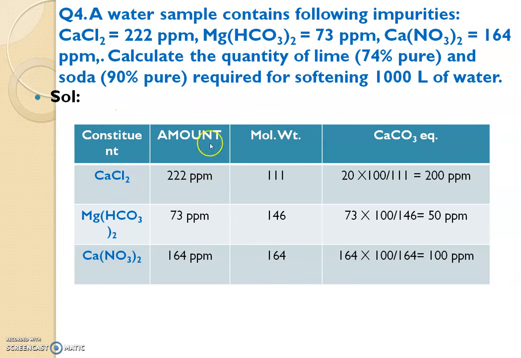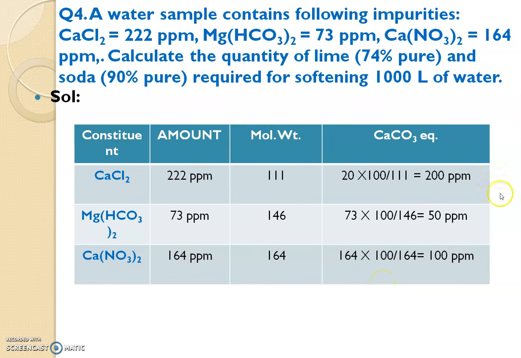Calcium chloride, which is 222 ppm, molecular weight is 111. Calcium carbonate equivalent will be 200 ppm. Magnesium bicarbonate, this is 73 ppm amount, molecular weight is 146, and calcium carbonate equivalent is 50 ppm. In calcium nitrate, the amount is 164 ppm, molecular weight is also 164. So the calcium carbonate equivalent is 100 ppm.